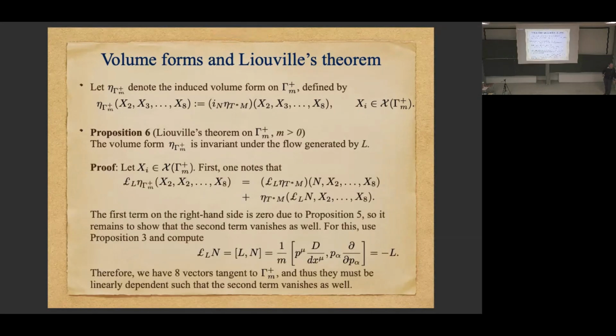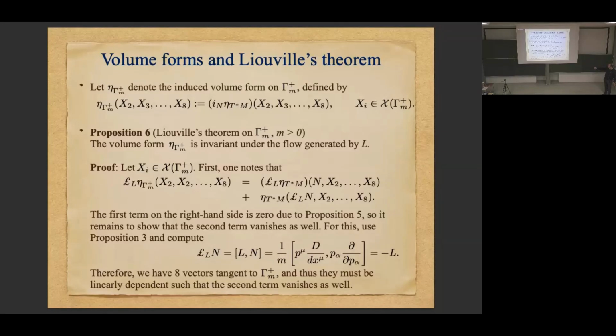And the proof is almost direct. There's just one thing. If you compute the Lie derivative of this thing, then you get that this is the Lie derivative of T star M, which we know is 0. Then there's an additional term that you have to analyze.